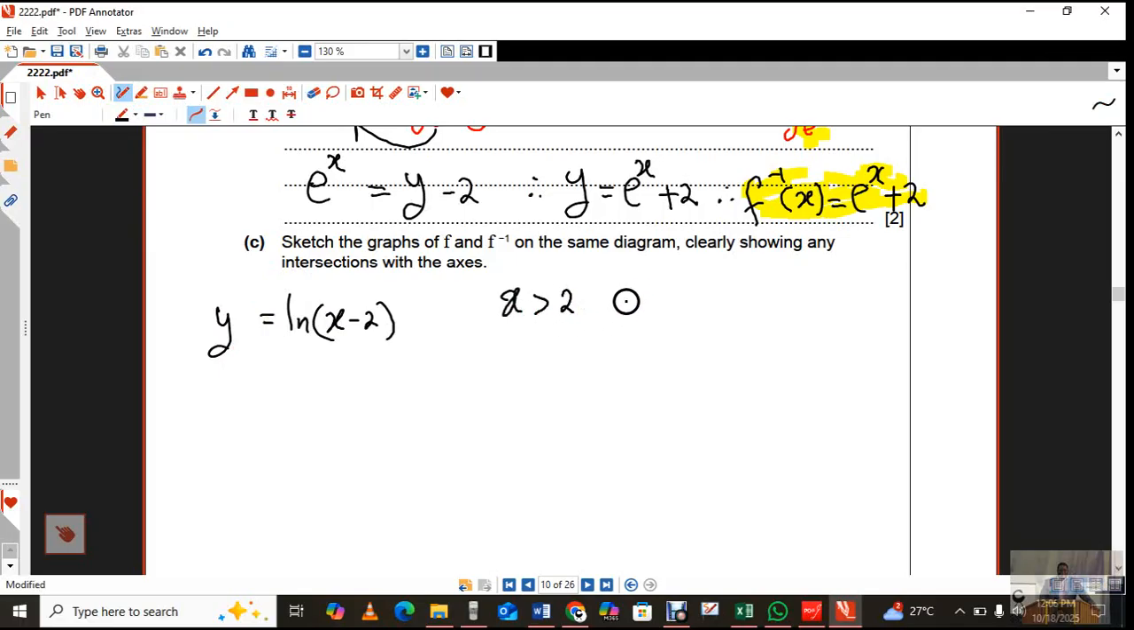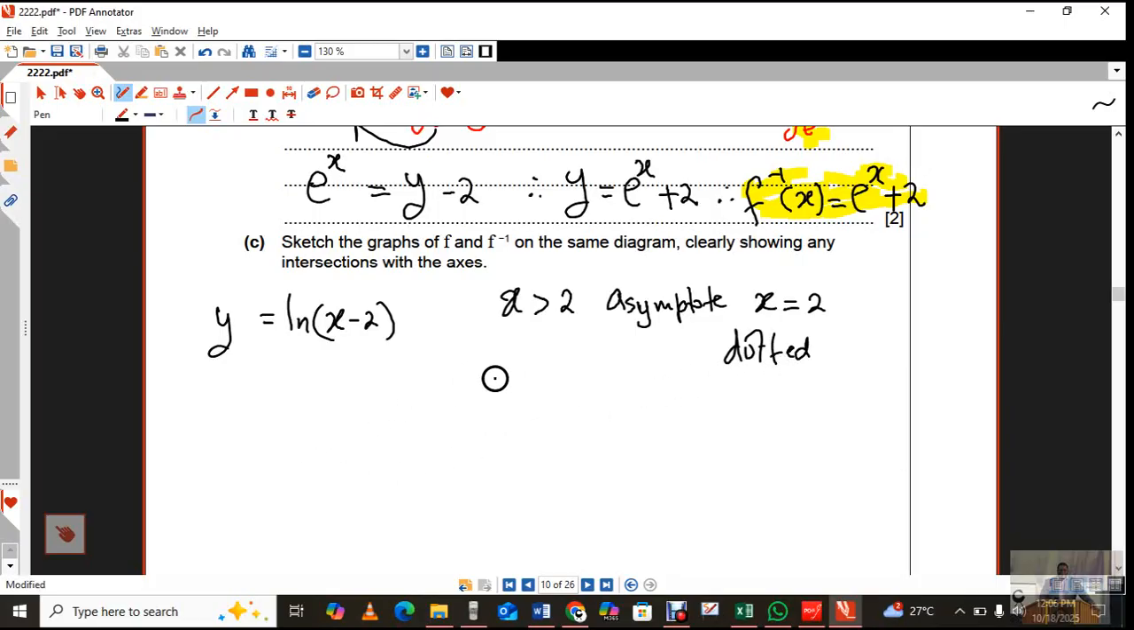Therefore, my graph will have an asymptote. It will get closer, but it cannot pass. It will have an asymptote at x equals 2. So I'm going to draw a dotted line at x equals 2. And if I do a dotted line at x equals 2, I'm also going to have a dotted line in the inverse function, of y equals 2.